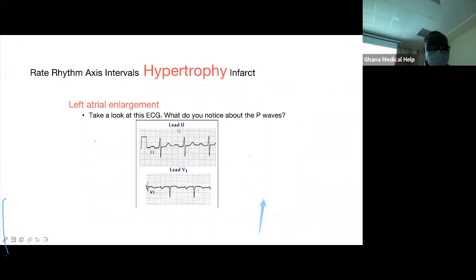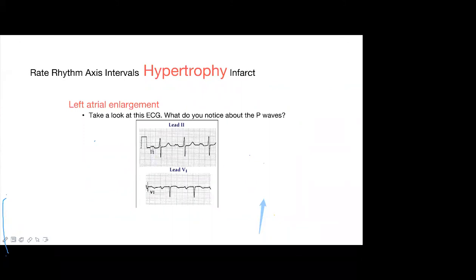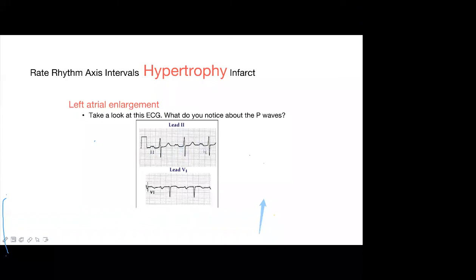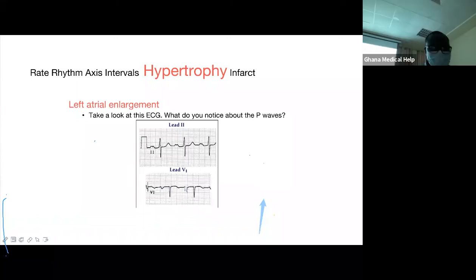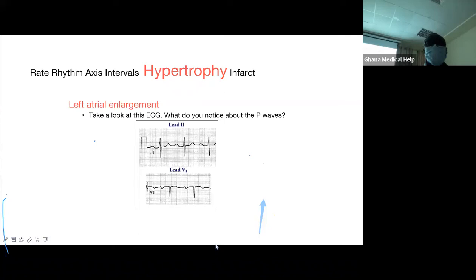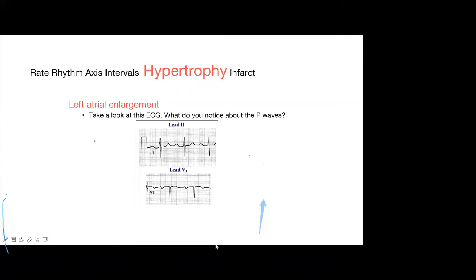So the P wave in lead 2. Exactly. How about in V1? The P wave there. Do you notice any difference in the one going up and any difference in this one down there? Yeah, it's going down instead. Fantastic. So the one going up, we said, will represent the atrial enlargement.